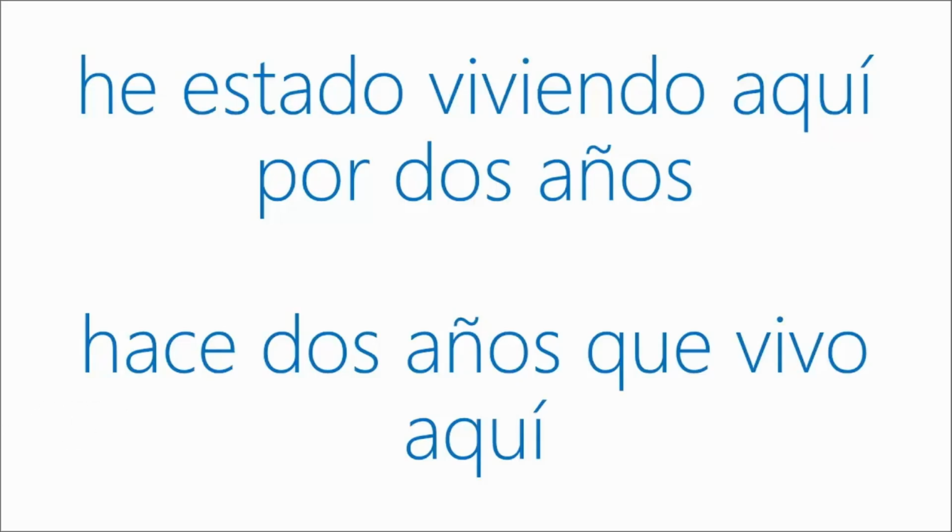So for the same phrase, I've been living here for 2 years, we can literally say, I have been living here. He estado viviendo aquí than either por or durante 2 años. However, you will also hear native speakers frequently use the hace formula, and as you can see, it's shorter. So it makes 2 years that I live here. Hace 2 años que vivo aquí.